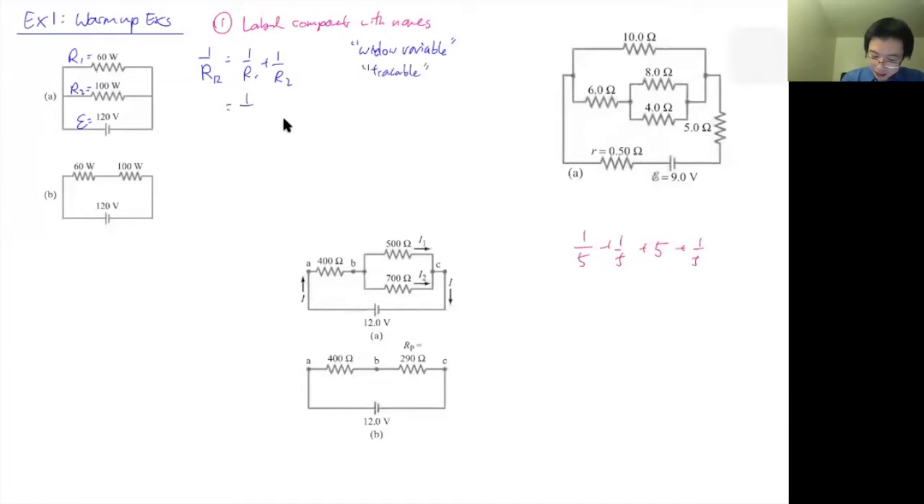This is 60, oh sorry, that's meant to be ohms. So 60 ohms is the SI unit, so that's good. Plus 100, and just plug that in the calculator and you can get that. This is in series, so this one you just add them up directly. So this one's easy. It's just 160, and put in the SI units at the end.